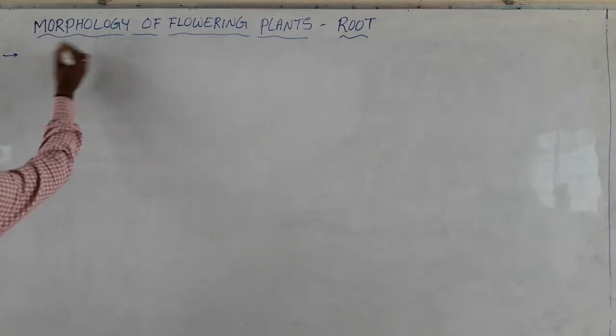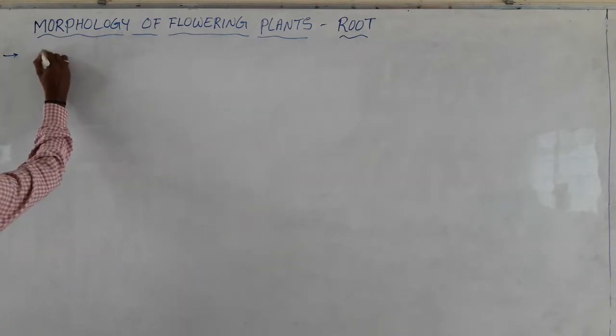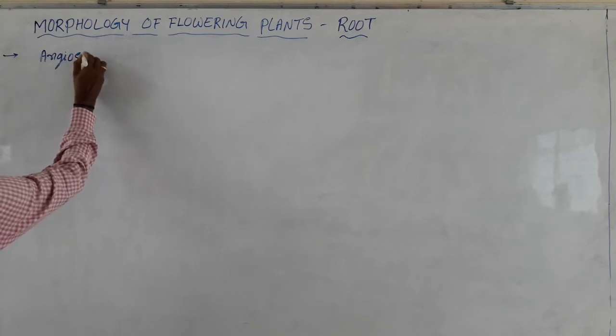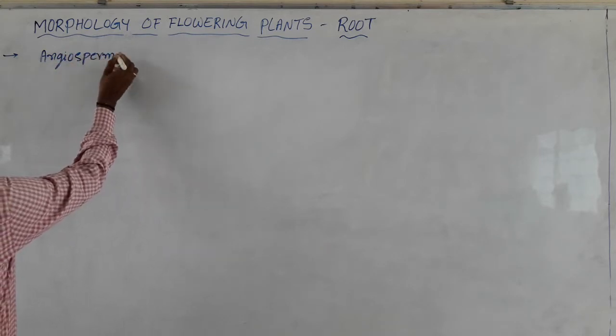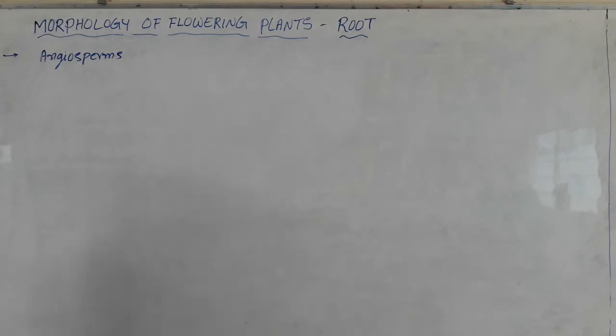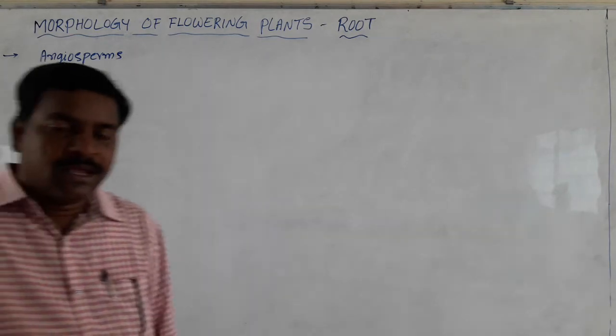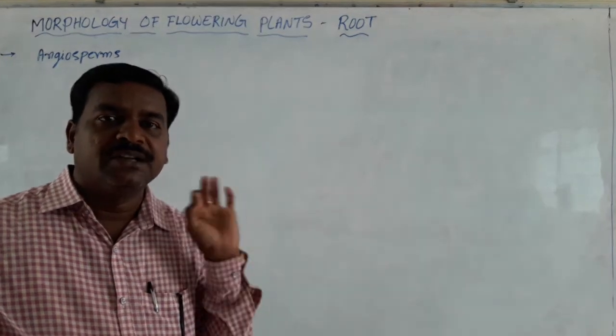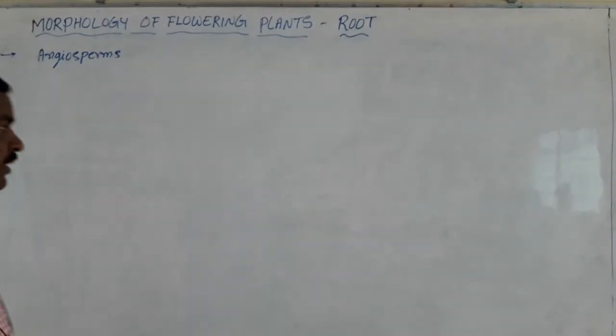So, angiospermic plants means flowering plants. They are the most advanced plants on earth. Angiosperms are the most advanced plants. Angiosperms are nothing but flowering plants, the most advanced plants on the earth.